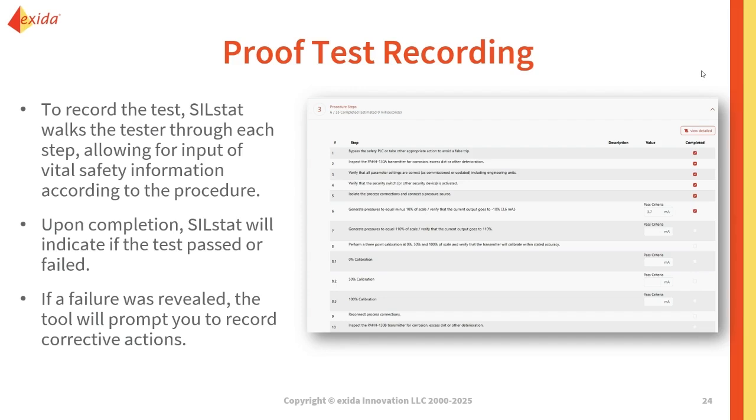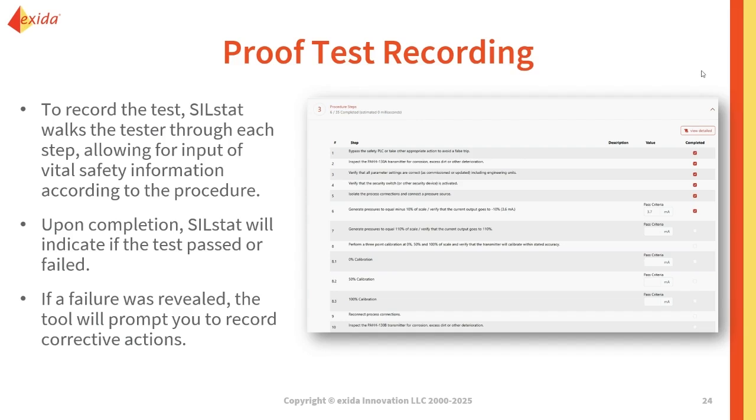You're also able to associate any documents, whether they be device drawings, any pictures of the physical state of the device, perhaps your P&ID sheet that's associated with your proof test procedure. Anything like that can be included with the step in the proof test event.